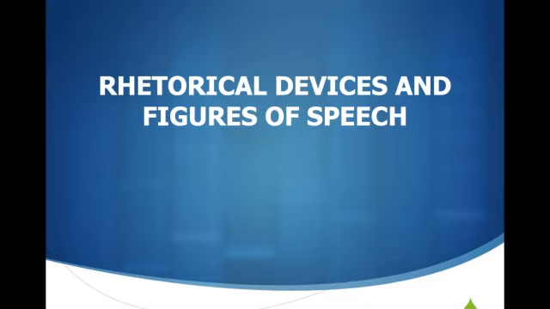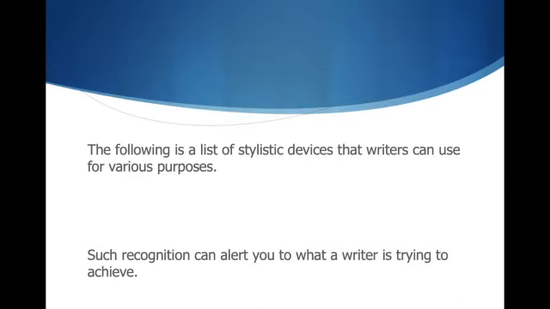Today we're going to define and give examples of rhetorical devices and figures of speech. So the following is going to be a list of stylistic devices that writers can use for various purposes. Such recognition can alert you to what a writer is trying to achieve.